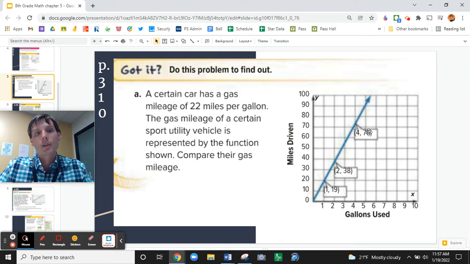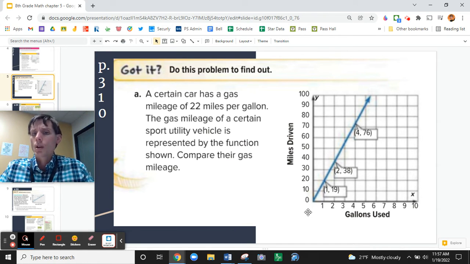Now let's look at another example here. So we're on page 310 here as well. It says a certain car has a gas mileage of 22 miles per gallon. The gas mileage of a certain sports utility vehicle is represented by the function shown. So we have the sport SUV right here, and in words they tell us that a different car is 22 miles per gallon. All right.